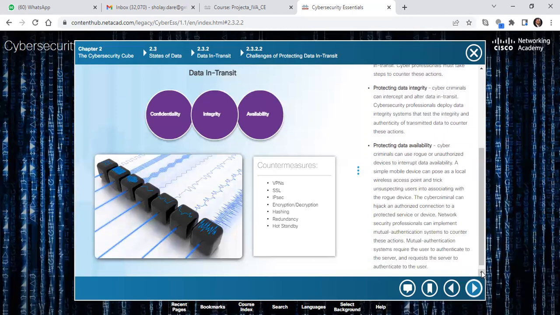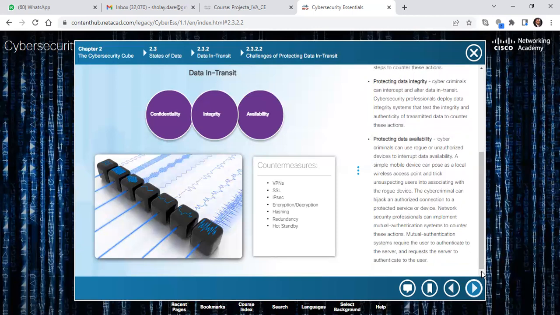Then two, protecting data integrity. Cyber criminals can intercept and alter data in transit. So the cybersecurity professional must deploy data integrity systems that test the integrity and authenticity of transmitted data to counter these actions. Then we have data availability, which is that you must be able to protect data availability.